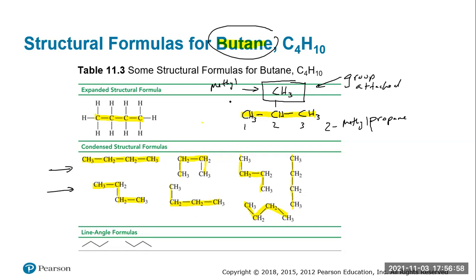The structure that I just drew is not butane. But if we count up everything that's there, it still has 1, 2, 3, 4 carbons. It still has 10 hydrogens. It has the exact same molecular formula as butane, but it has a completely different name, which means that it is a completely different organic compound.